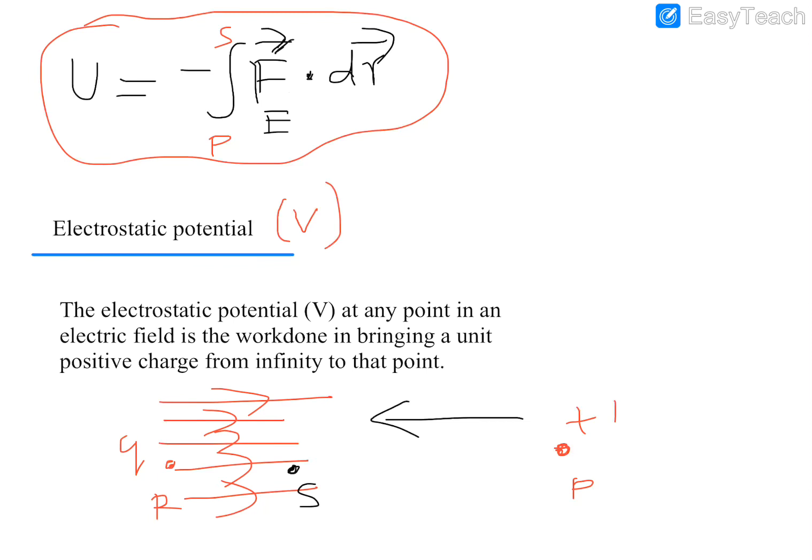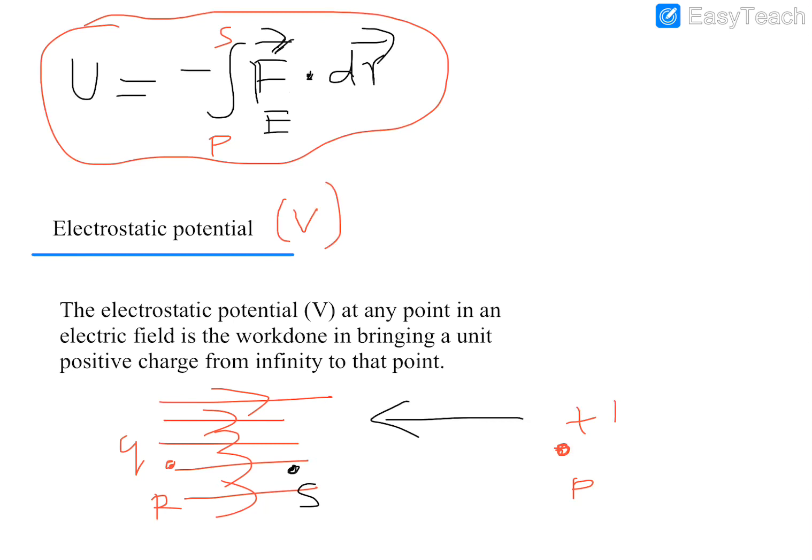So electrostatic potential is nothing but the amount of potential energy associated with a unit positive charge, or more specifically, this is the definition: the electrostatic potential at any point in an electric field is the work done in bringing a unit positive charge from infinity to that point. So the charge you are bringing must be plus 1. Now you already got the equation for U, minus the integral of F, E dot dr. From this you can find the equation for V.